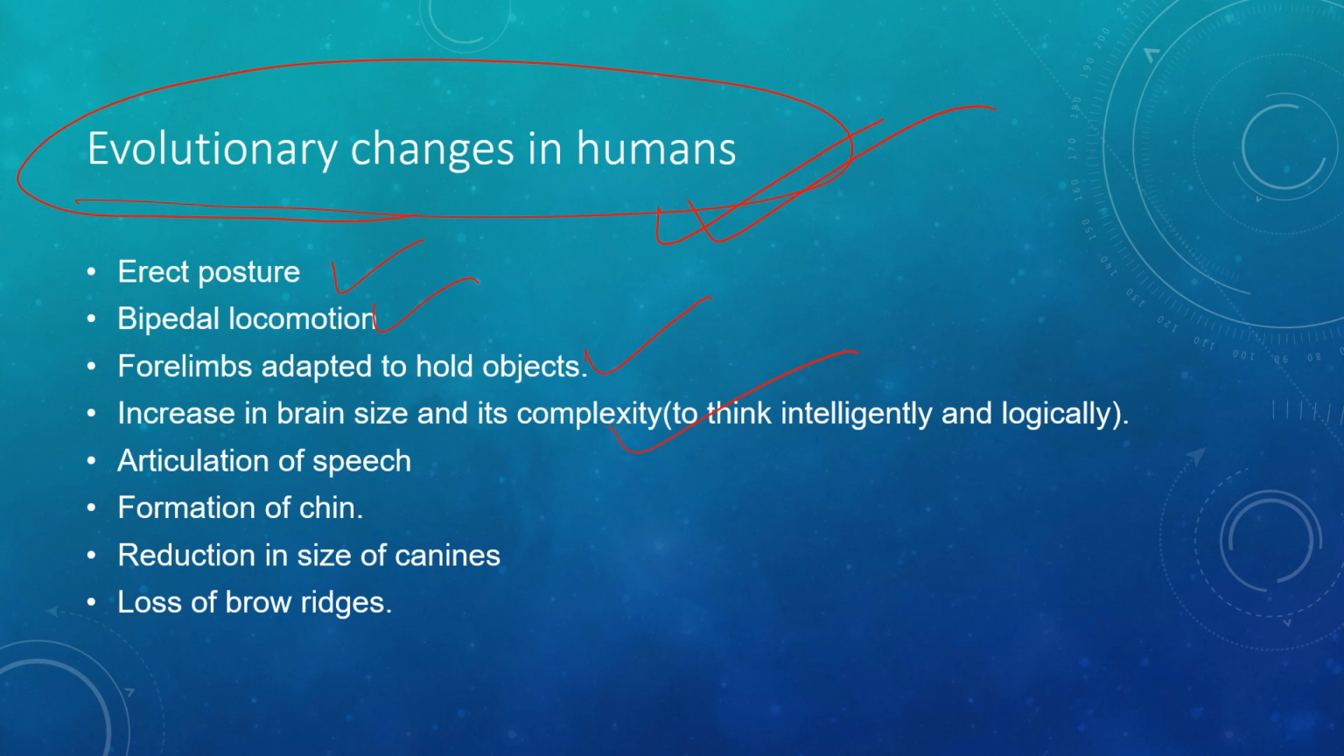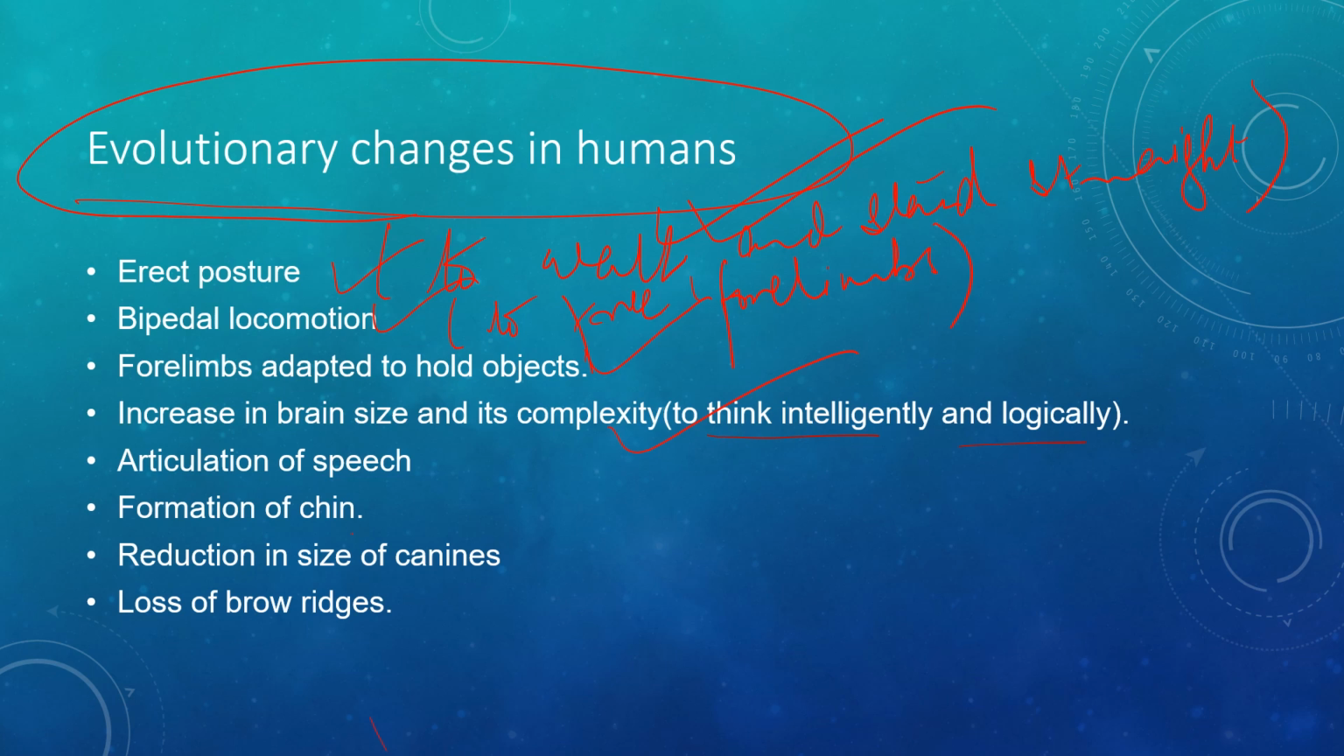Erect posture means to walk and stand straight. Bipedal locomotion means to have free forelimbs. Now the forelimbs were adapted to hold objects. Increase in brain size means they can think intelligently and logically. Previously our ancestors couldn't think logically, but gradually this evolution helped them to think intelligently and logically.